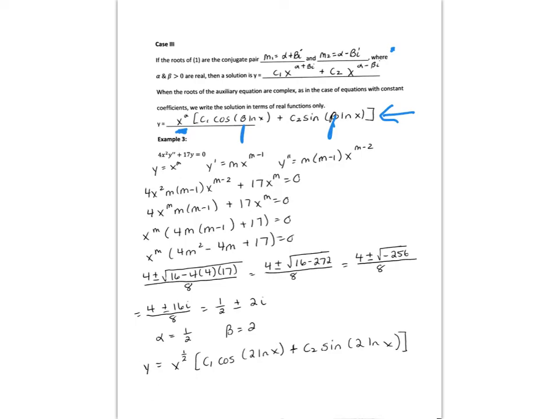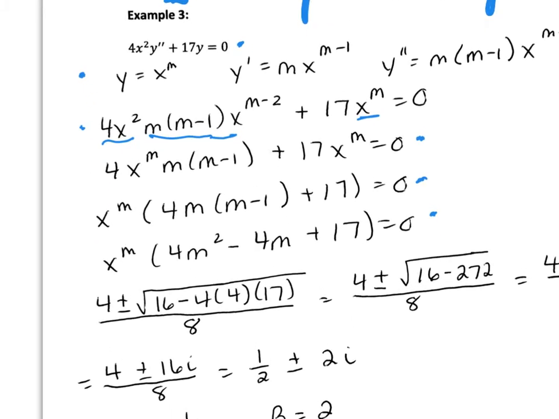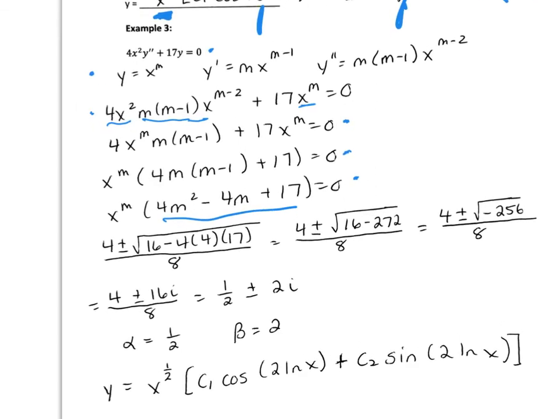So let's solve this equation. Find your derivatives. That's what I did here. Substitute those derivatives in. So 4x squared times the second derivative plus 17 times y, which is just x to the m. Simplify, simplify, simplify. This thing will not factor. I had to use the quadratic formula. So I ended up with 1/2 plus or minus 2i. Alpha's 1/2.